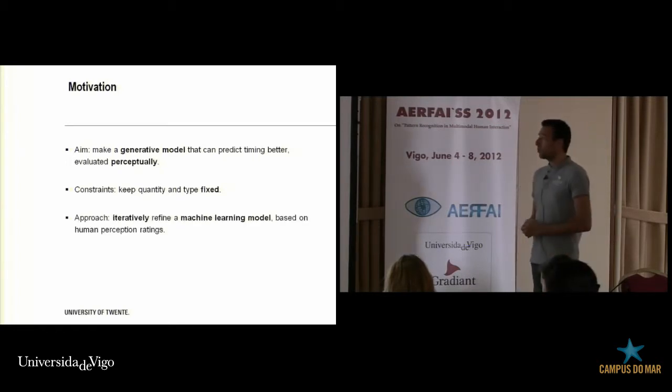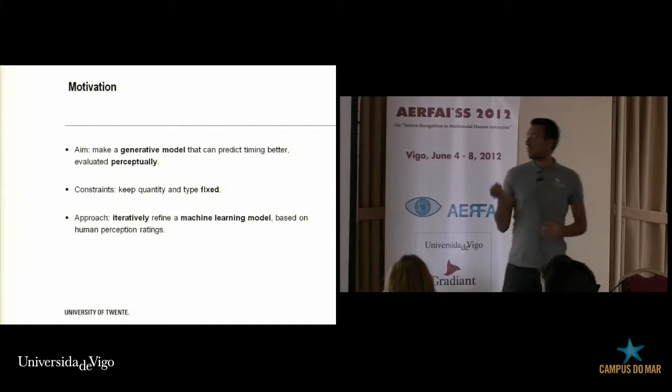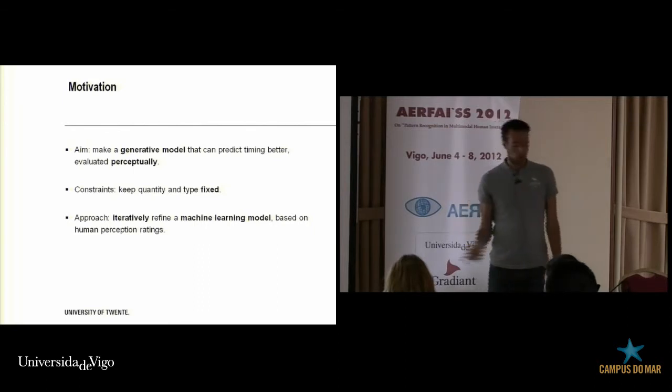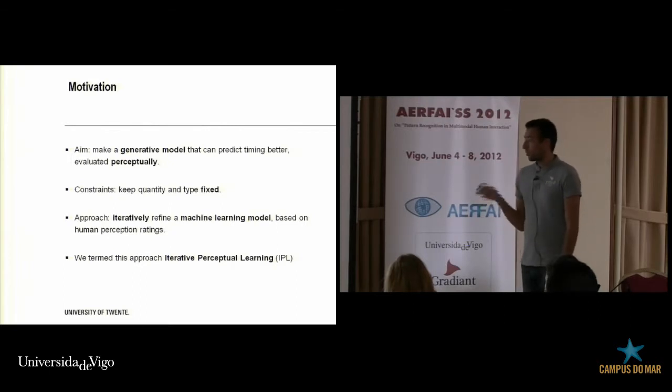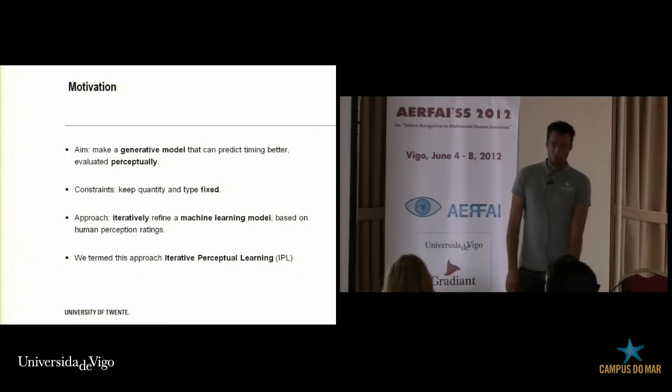Our approach is an iterative refinement of a machine learning model. We learn a model, evaluate it, then refine the model, evaluate it, and refine it again. So it is iterative, and that's how we get better models every time. This is what we termed iterative perceptual learning, just because we thought it was a nice name.